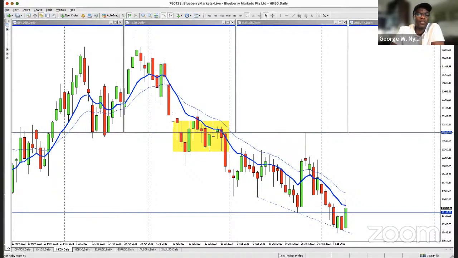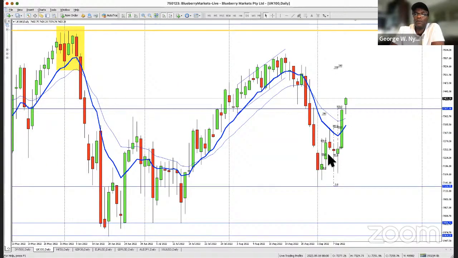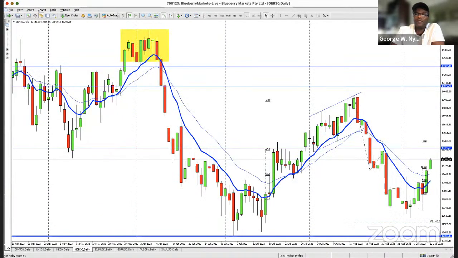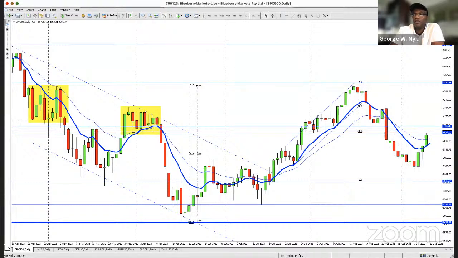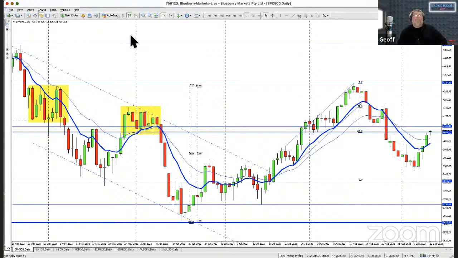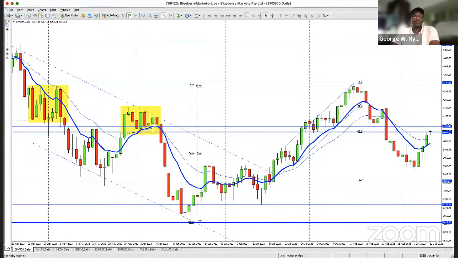I mean, if you look at UK 100, there you go. Above both EMAs. German 30, same thing. S&P 500, previously they had the follow through. So the one that's really different is Hang Seng 50. Interesting. It depends what happens when they're open tomorrow.